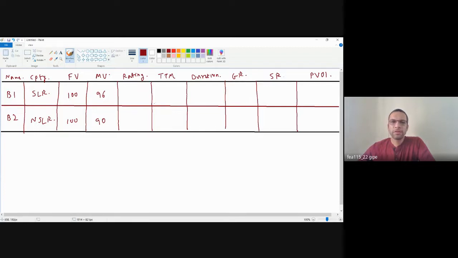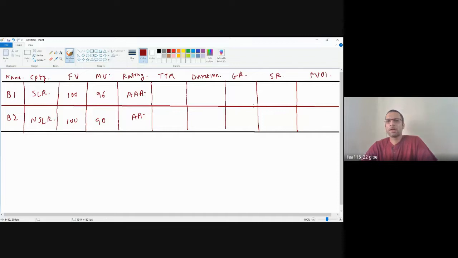Now these things will generally be configured, so you'll have a ready report which will be generated on a daily basis. Let me fill up these things also. Probably this is SLR, so maybe AAA. Let's keep it as AA and some values here. So I have two bonds in my portfolio, B1 and B2. One is a government security, which I call the SLR, and the second is a non-government one, which I call the non-SLR one. Face value, I could just take as 100.